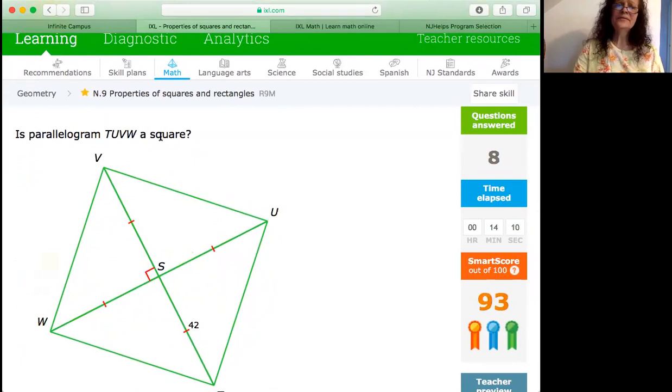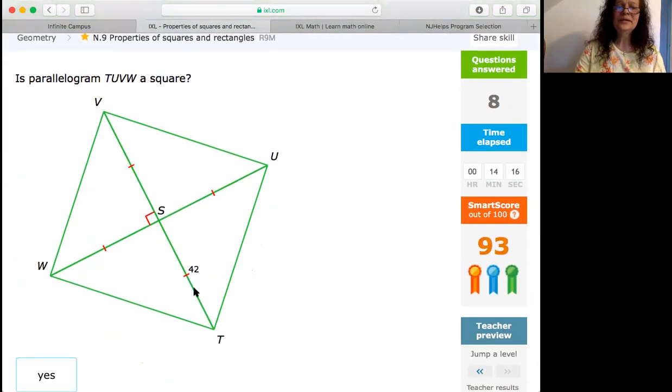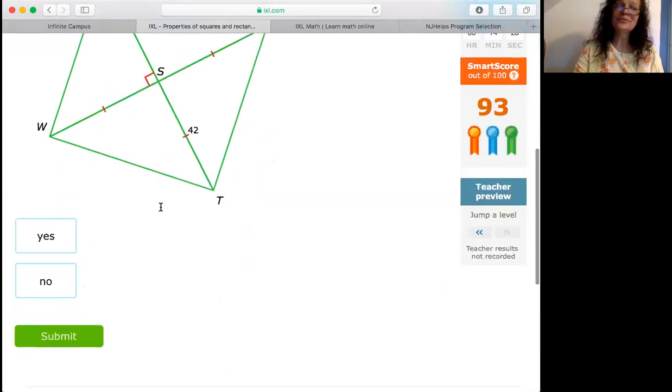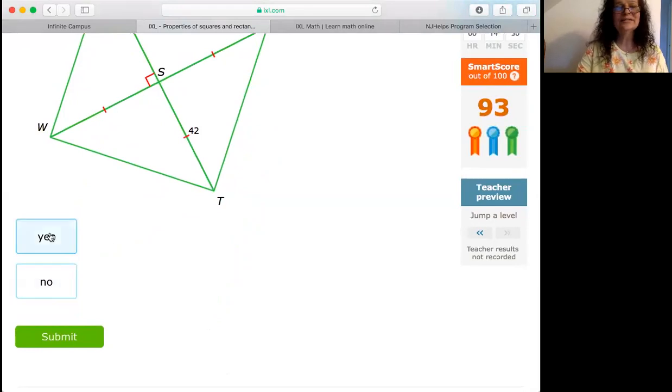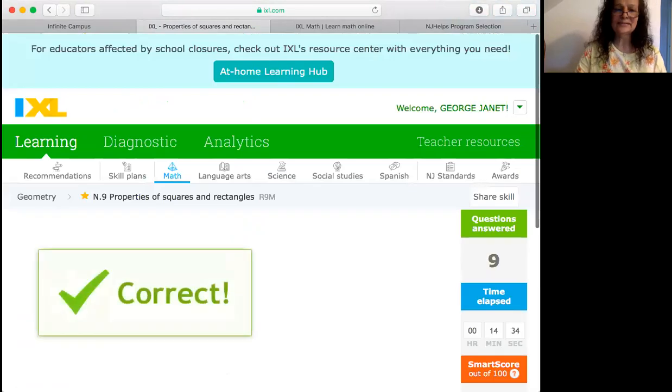Is this parallelogram a square? Yes, it is a square because you see that tally. That means the diagonals bisect each other and they are perpendicular because this is 90. That means the other 3 are 90. We talked about it in a different video. All right, so the answer has to be yes.